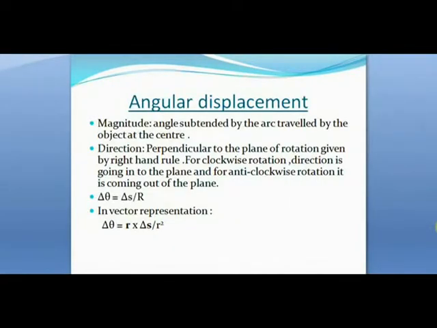Now let's see what is the direction of angular displacement. The direction of angular displacement is going into the plane for clockwise rotation, and for anti-clockwise rotation it is coming out of the plane. The magnitude of angular displacement is given as delta S by R, where delta S is the length of the arc and R is the radius of the circle. And in vector representation we can write delta theta, which is our angular displacement, as R cross delta S by R square.